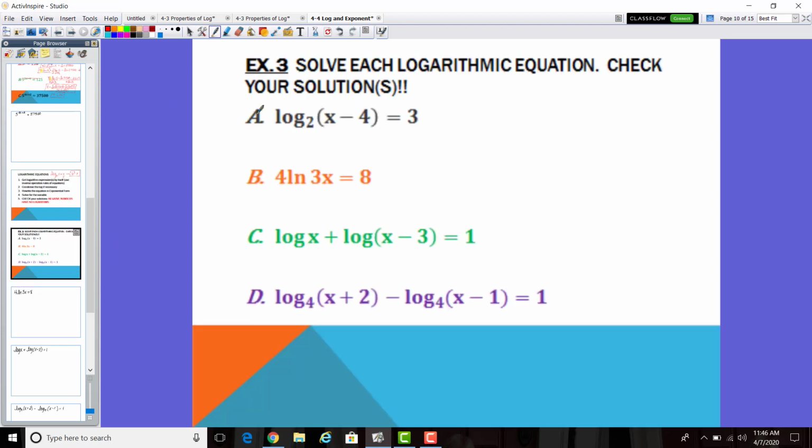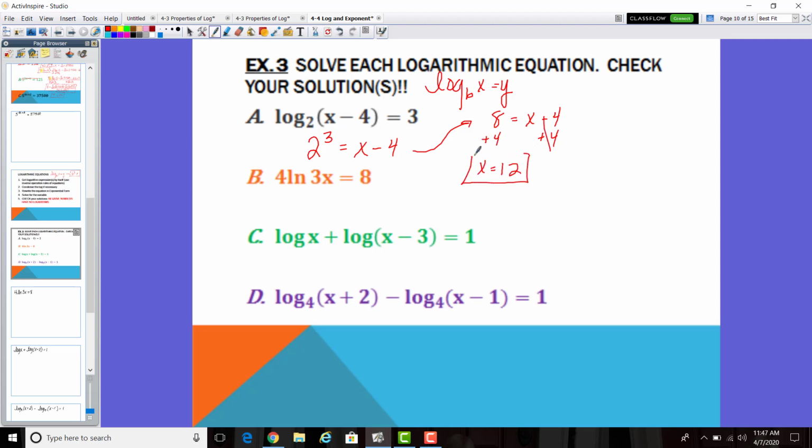Let's go back. Look at the first one, A. Log base 2 of x minus 4 equals 3. Is this equation in this form? Yes, it is. Base 2 to the exponent of 3 equals our x value, which is x minus 4. That's a pretty simple equation. 2 cubed is 8. And if 8 equals x minus 4, then I can add 4 to both sides, and x could equal 12. Now right now, that 12 is a solution to this linear equation. I have to check it into my log and make sure that it works.